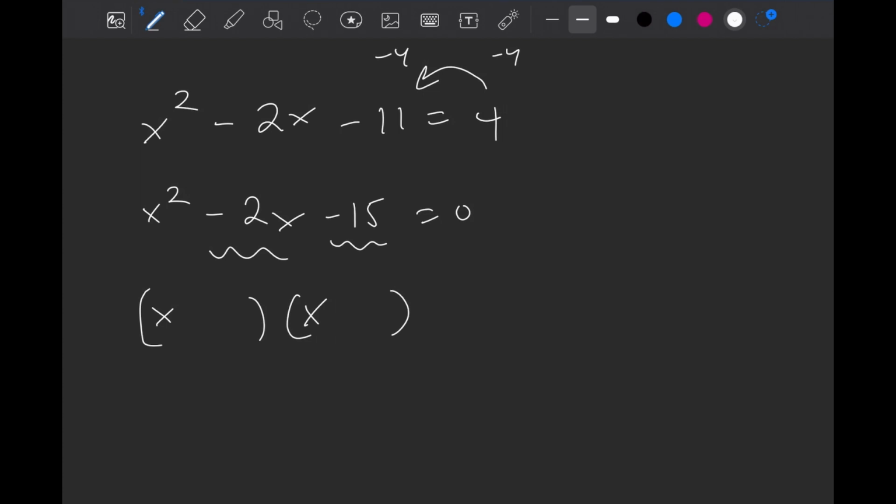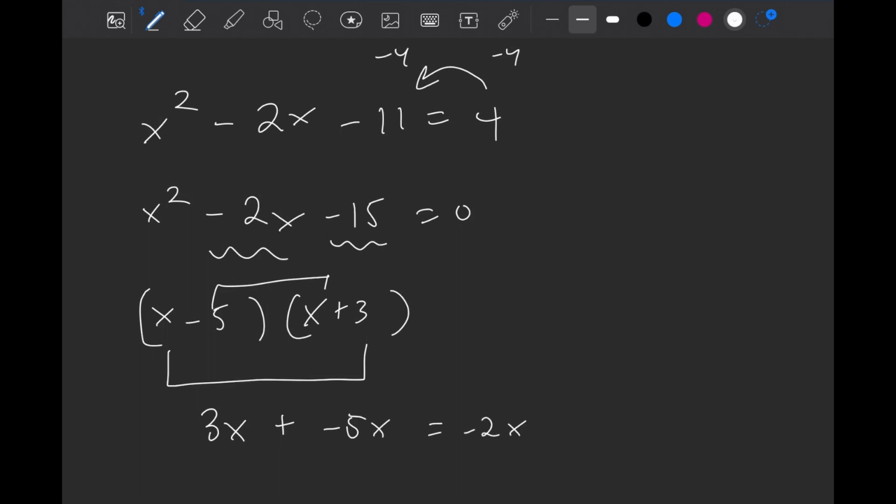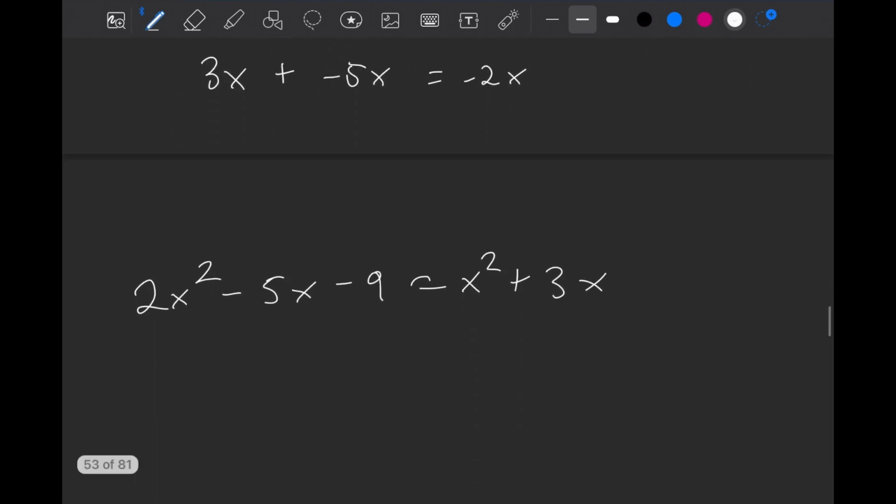So we know we have an x squared, so we're going to put an x in each bracket. And then for multiplying to get -15, I would guess something like, let's say, -5 and then plus 3. And then just making sure that this works, this would be 3x and plus minus 5x, so that would be minus 2x. So that works. And then the last step is to just set that equal to 0. So that would occur when x is equal to 5 and -3. So those are our solutions.